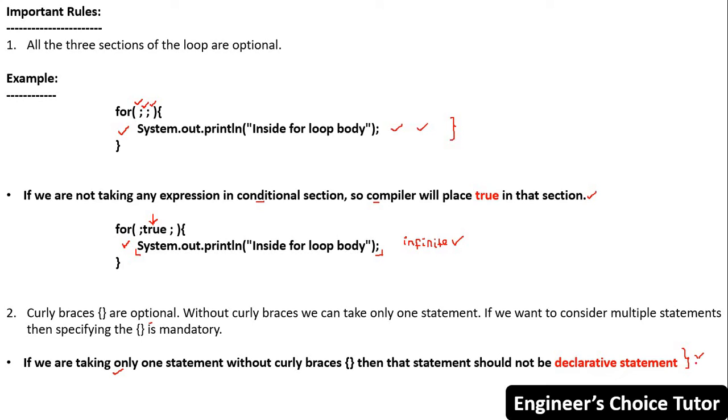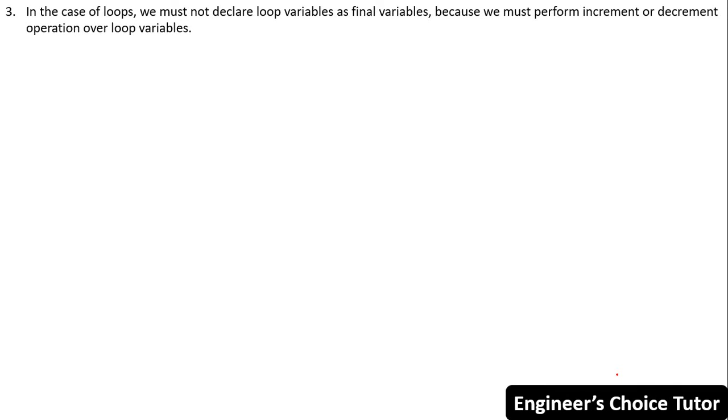If you want to know what is the logic and what error you will get, you can see our while loop video or do while loop video. Fine. Now let's see the next rule. The third rule: in case of loops, we must not declare loop variables as final variables, because we must perform increment or decrement operation over loop variables.